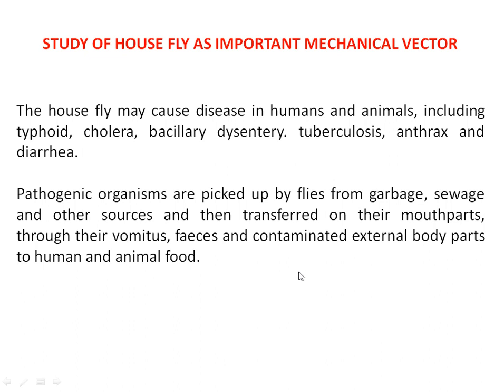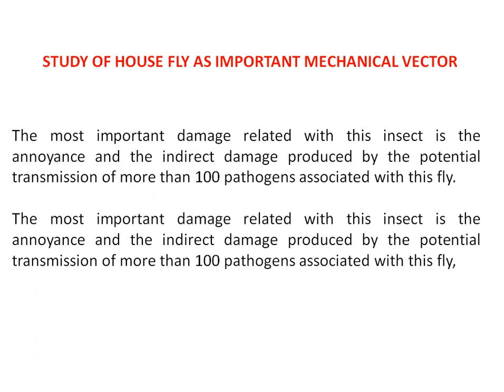The housefly may cause disease in humans and animals, including typhoid, cholera, bacillary dysentery, tuberculosis, anthrax, and also diarrhea. The pathogenic organisms are picked up by the flies from garbage, sewage, and other sources and then transferred through their mouth parts, vomitus, feces, and contaminated external body parts to human and animal food. The most important damage related to this insect is the annoyance and the indirect damage produced by the potential transmission of more than 100 pathogens associated with this fly.